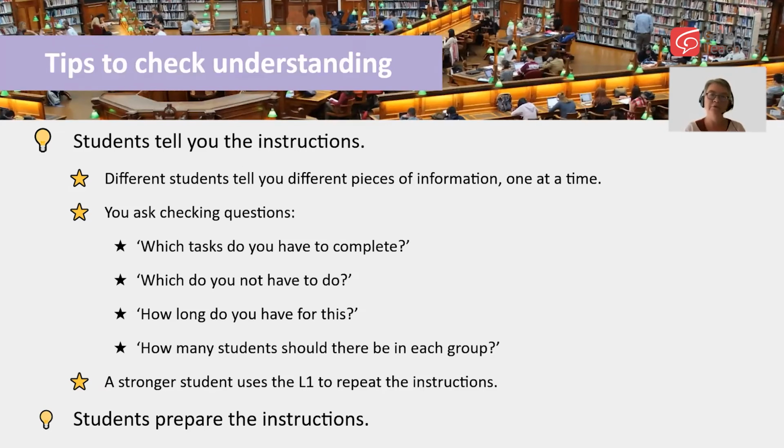One really effective way of checking understanding is to get students to tell you what they have to do. But don't just say to the class, right, class, tell me now what you have to do. A good way of getting them to tell you what to do is to call on individual students to tell the class the different pieces of information one at a time. You could pick the students according to their level of ability, according to their confidence as well, and ask them to give you the individual steps of the activity.